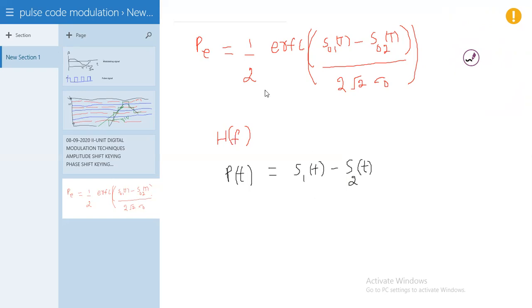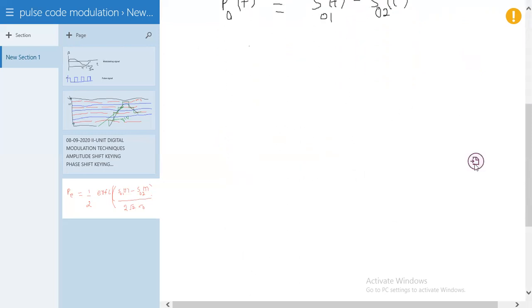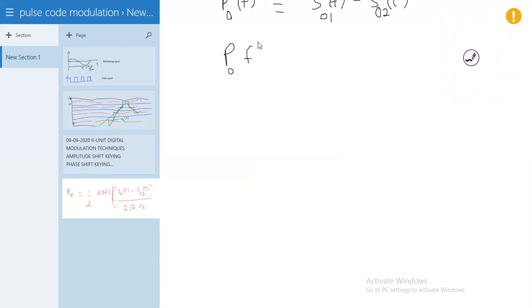At the output, S naught 1 of t and S naught 2 of t are the output voltages. Similarly, the input is S1 of t minus S2 of t. Therefore, p naught of t, the voltage at the output of the optimum filter, is equal to S naught 1 of t minus S naught 2 of t. Then the Fourier transform of that output signal, p naught of f, is equal to h of f and p of f.